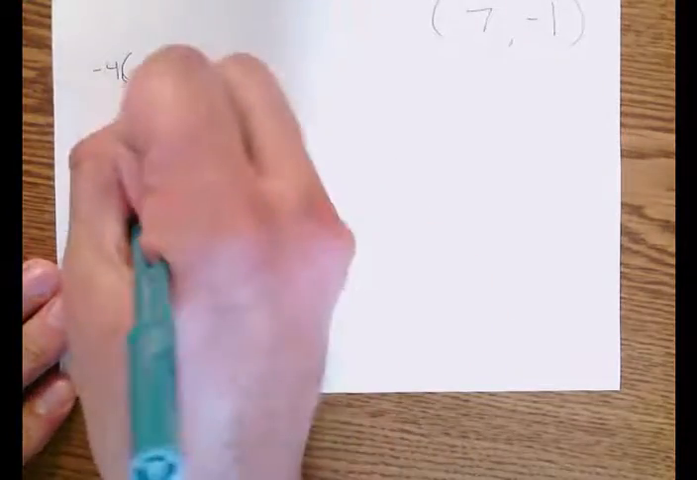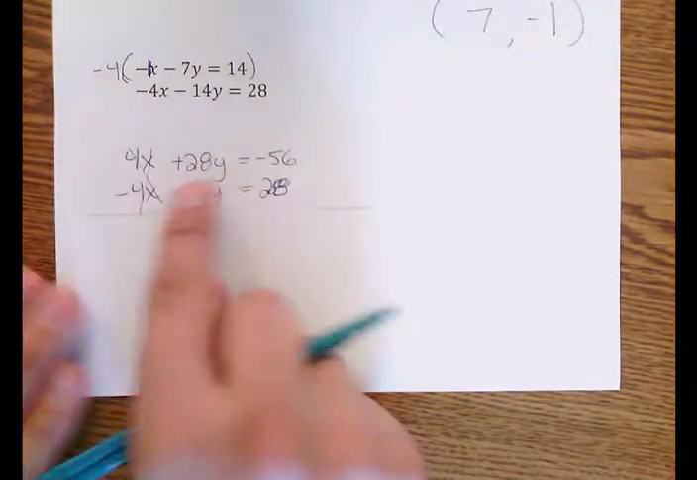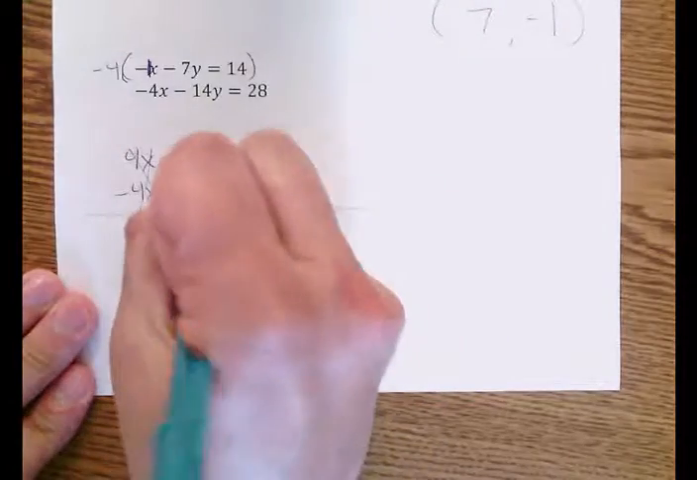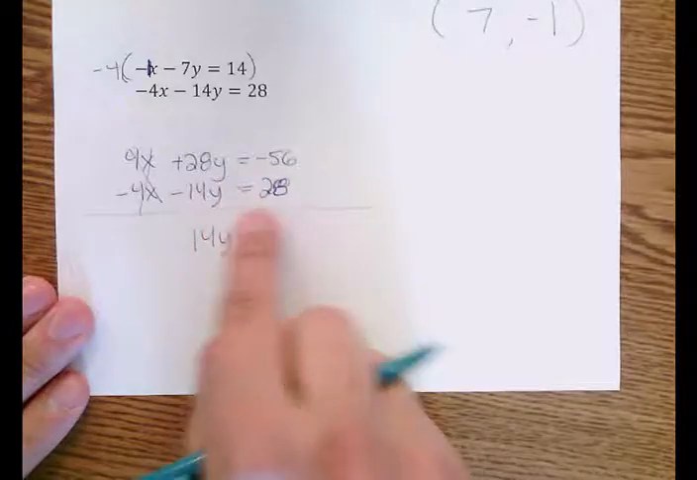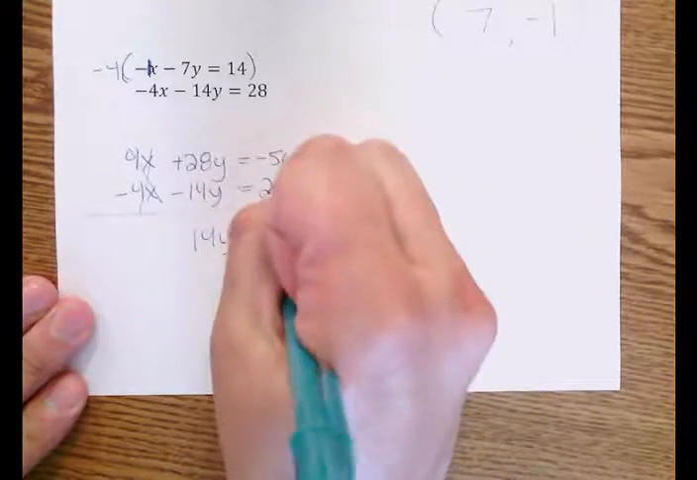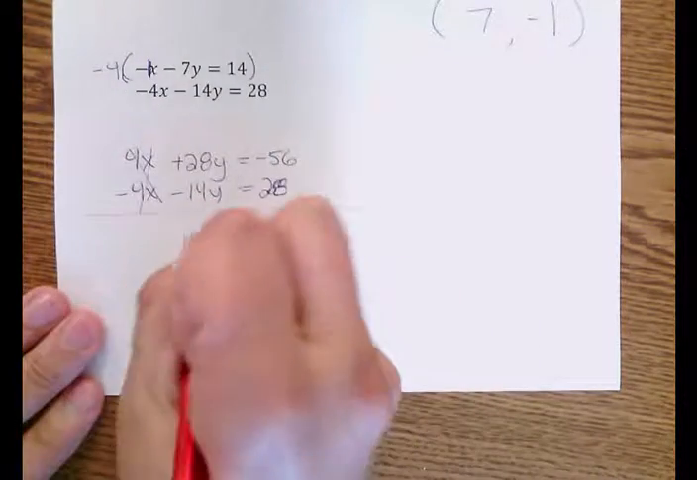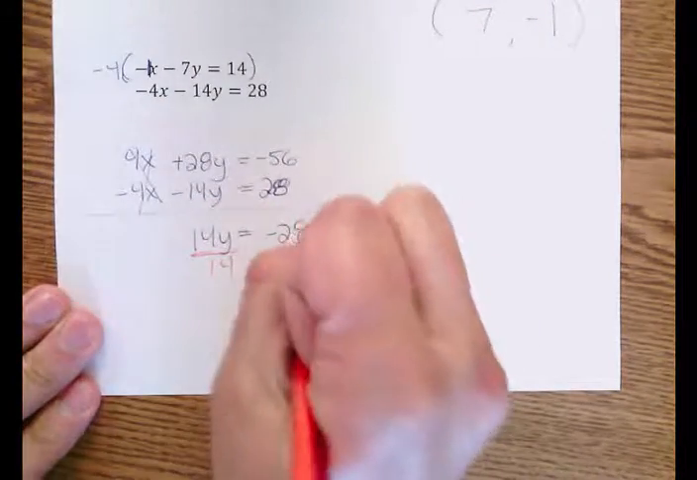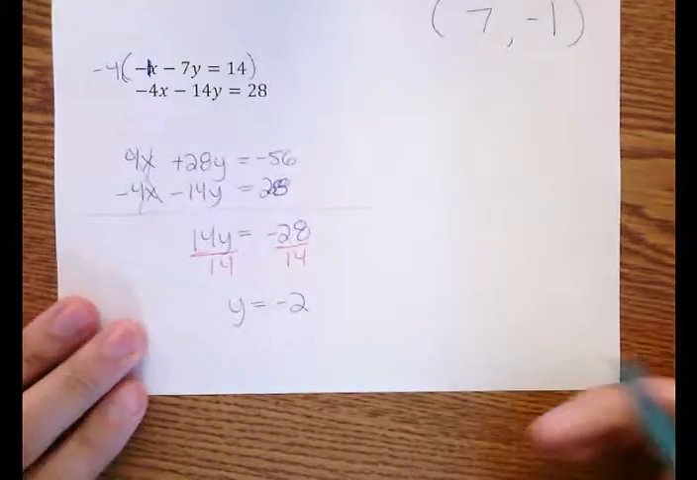So my x's will eliminate because 4x minus 4x is 0. It's gone. 28y minus 14y is 14y. Negative 56 plus 28 is negative 28. Solving this for y, just divide by 14, and we get y equals negative 2.